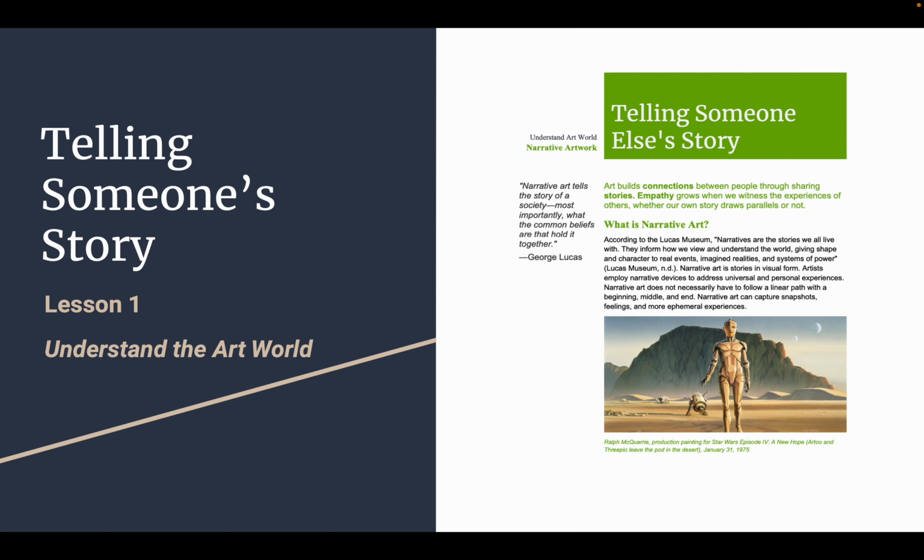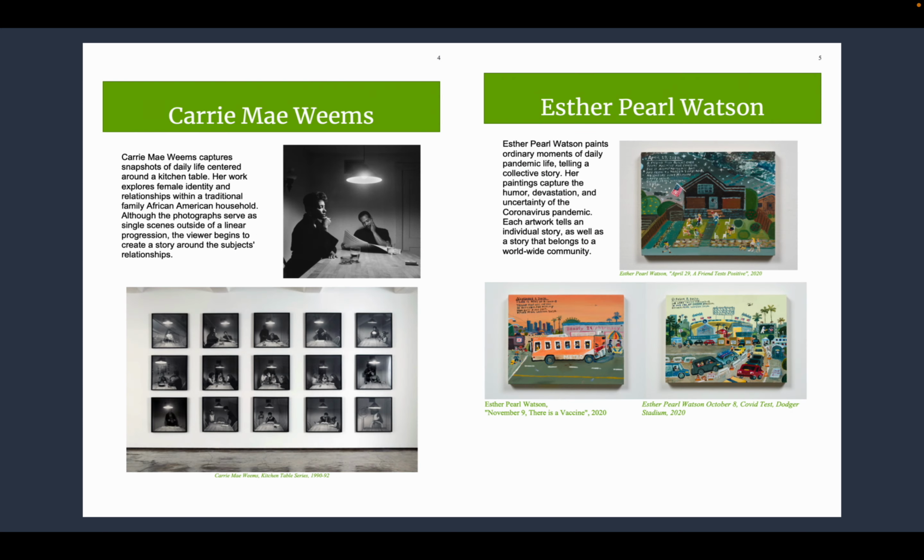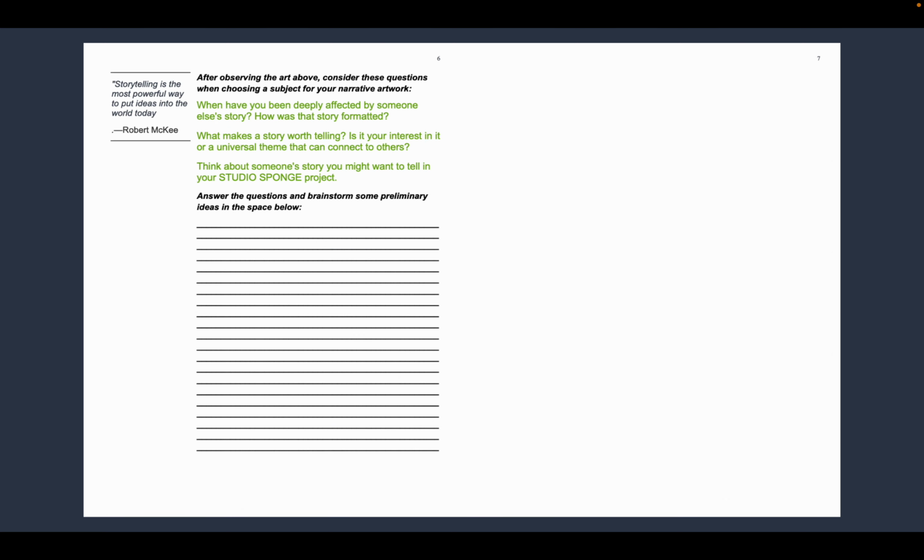In the first lesson, students will build an understanding of the art world. They will define narrative art and explore 3 contemporary artists who use narrative devices in their work. For this lesson, I've included Trenton Doyle Hancock, Carrie Mae Weems, and Dester Pearl Watson. Students will end the lesson by brainstorming a subject for their narrative artwork.